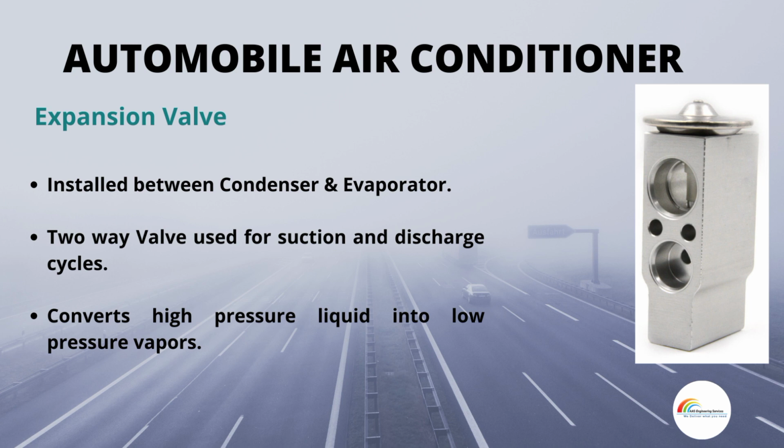Then there is an expansion valve. A two-way expansion valve is installed between the condenser and evaporator, and the two-way valve is used for both suction and discharge cycles. We will elaborate in the circuit diagram. Further slides. It converts high pressure liquid into low pressure vapors. It is the same function as in other air conditioning systems.